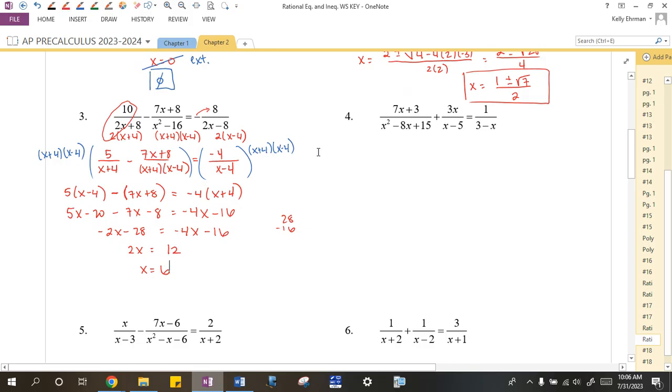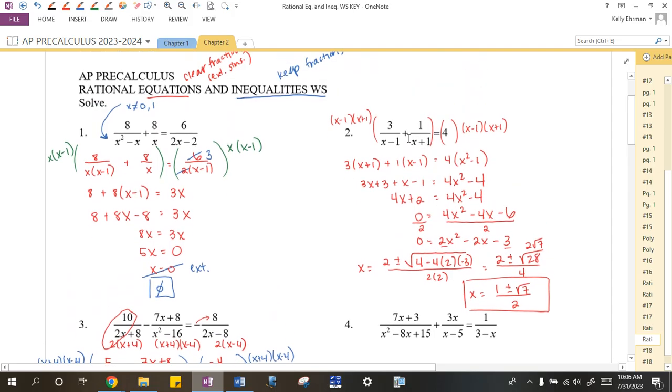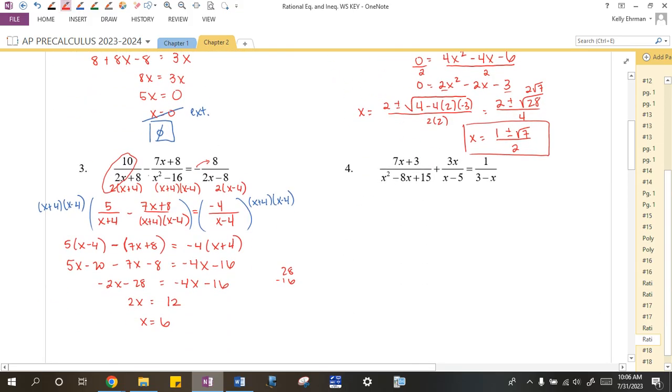I didn't mention that for the previous one, because if you're doing quadratic formula, those are not the original denominators that we had to worry about. This was like x can't equal plus or minus 1, which is not that value. Here, look at the factored form. x can't equal plus or minus 4, so 6 is okay.